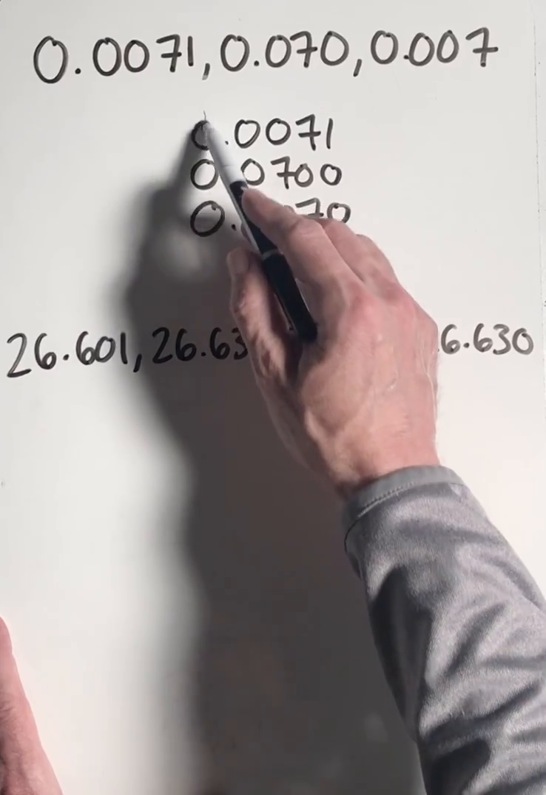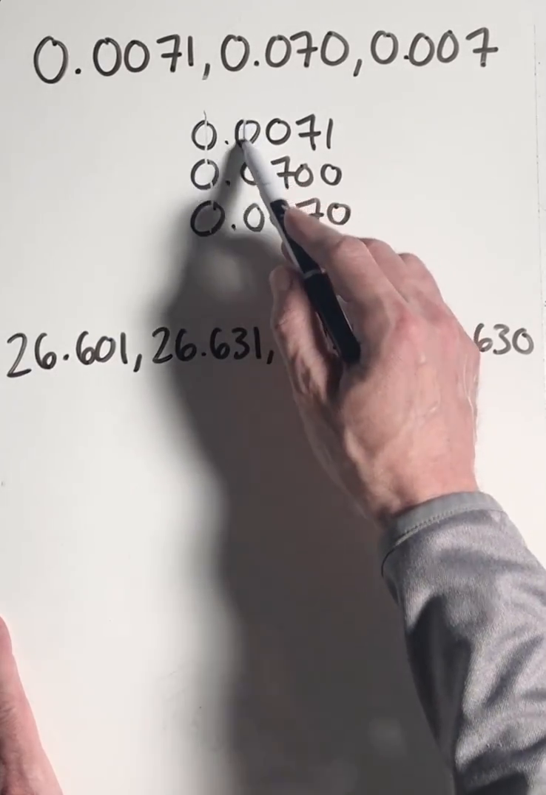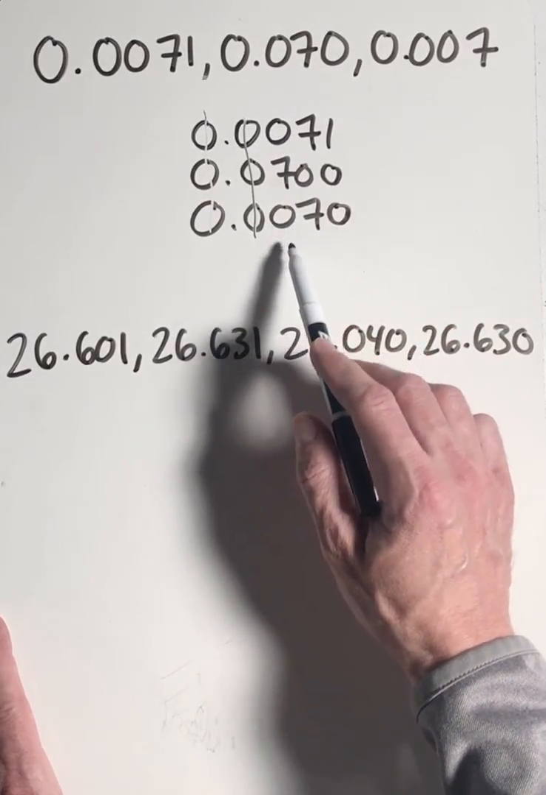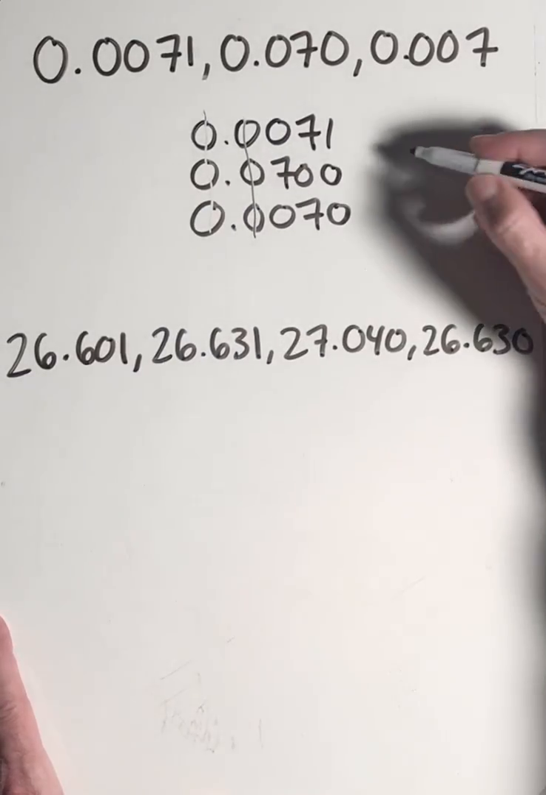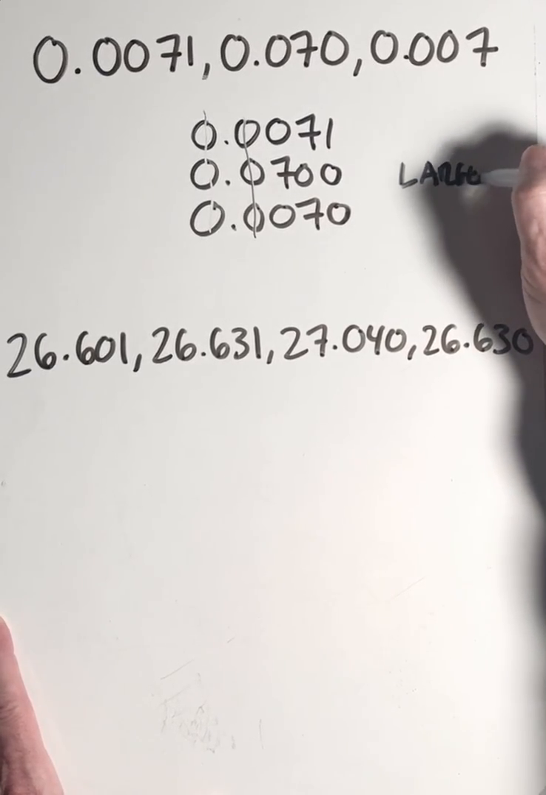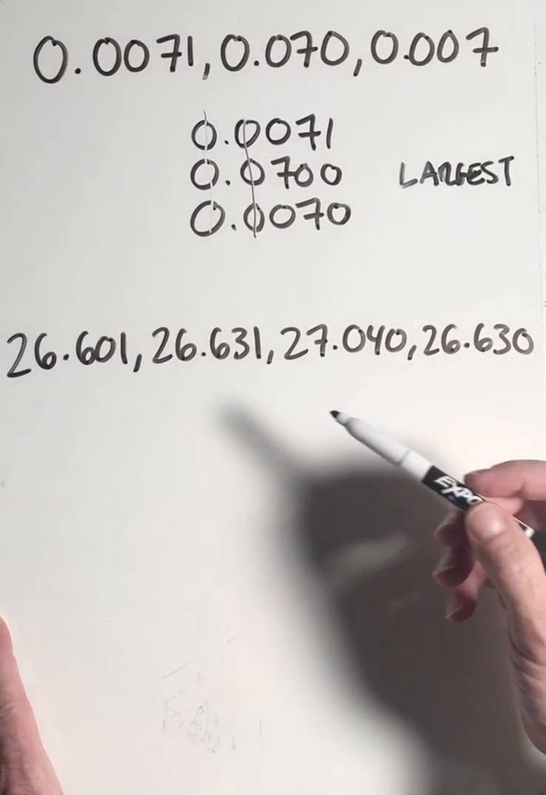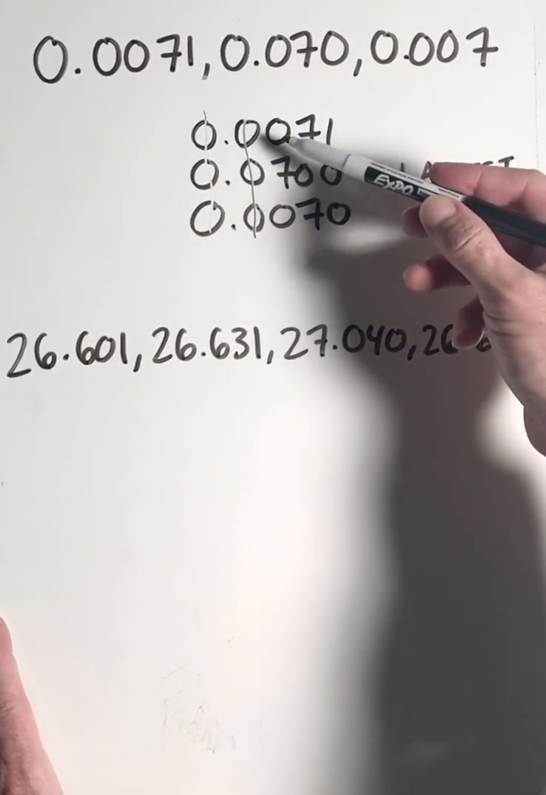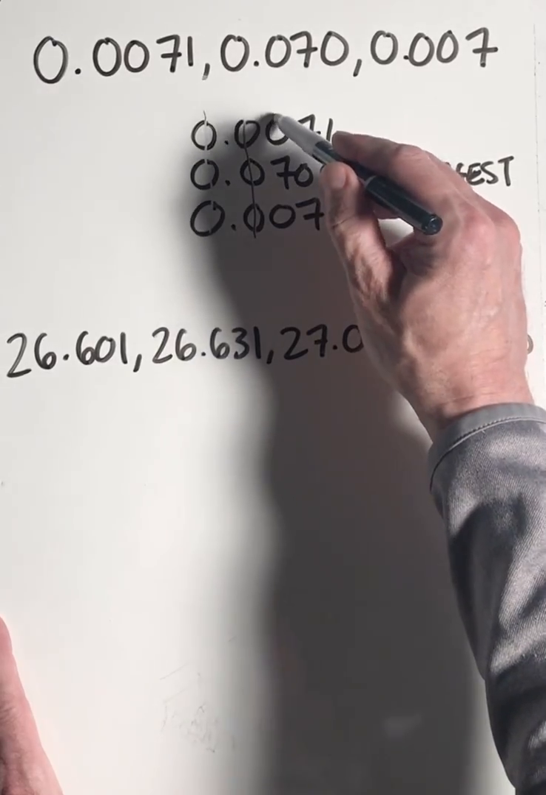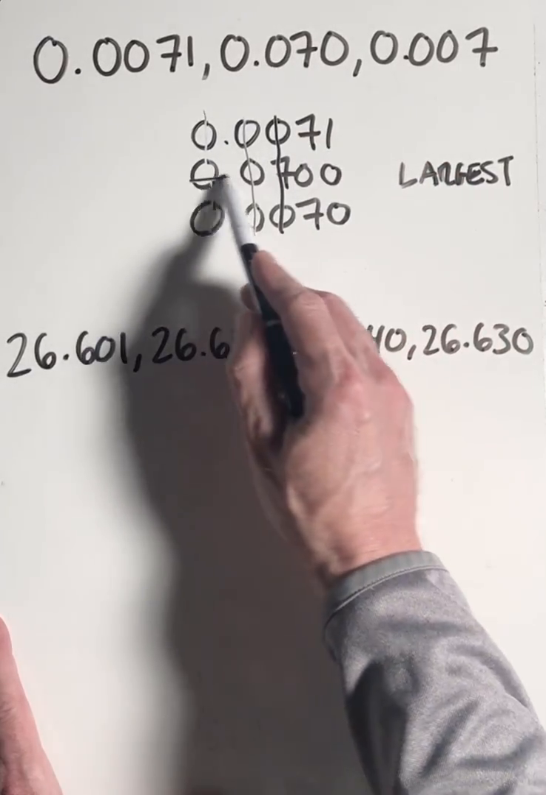Well, they all have 0 in the ones place. They all have 0 in the tenths place. These two have a 0 in the 100ths place, but this one has a 7, so I know that this is the largest. Each of the others have a 0, so I cannot use the 100ths place to compare those two numbers. And again, since this one's the largest, I can cross it out.